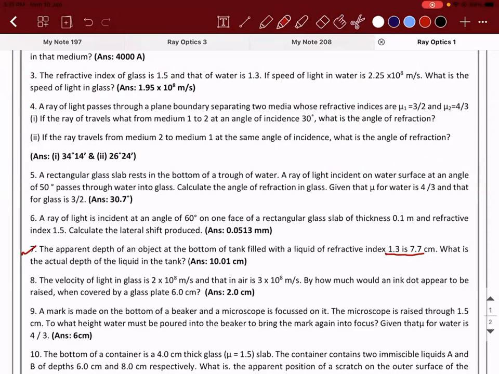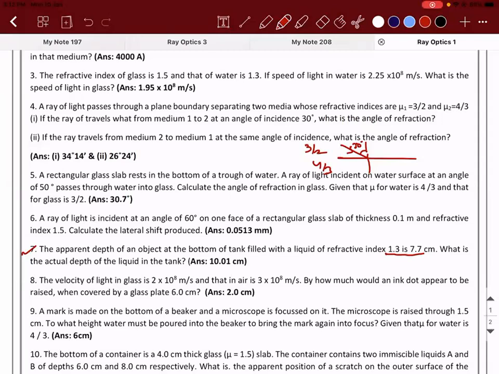Snell's law. So there is a boundary. Ray is traveling from the medium of refractive index 3 by 2 to 4 by 3. And what is the angle of incidence? The angle of incidence is 30 degrees. If that is the case, what is the angle of refraction? So how to solve this?